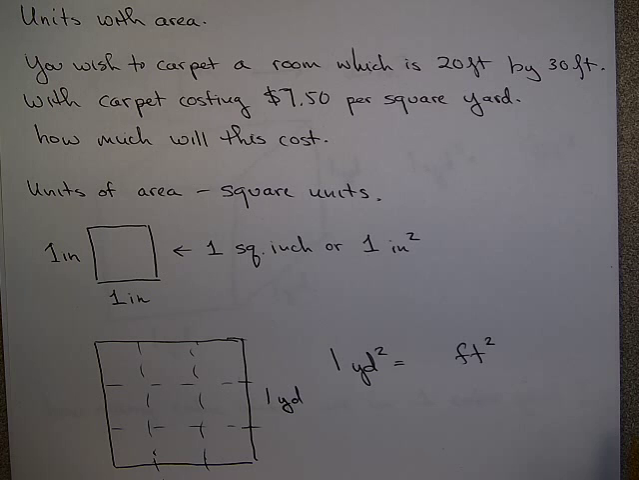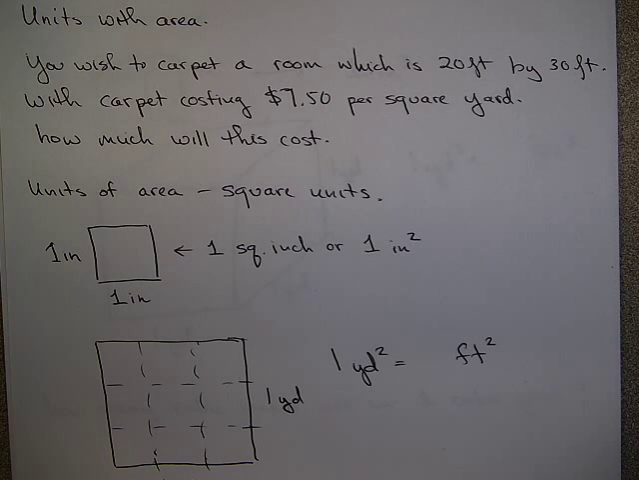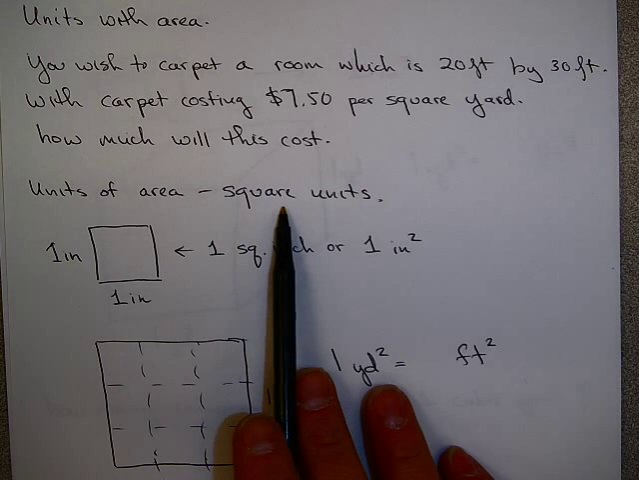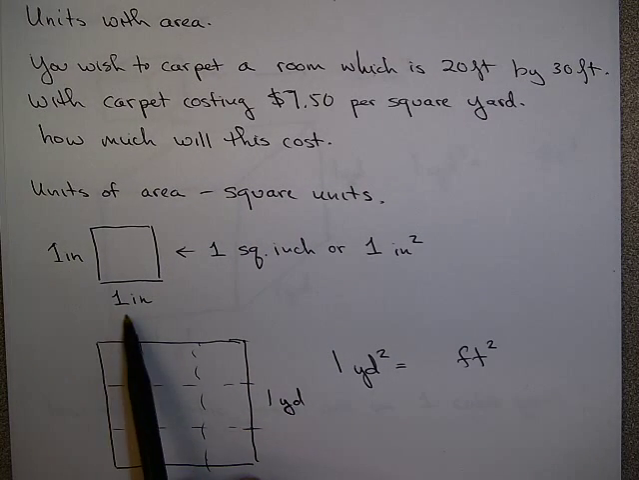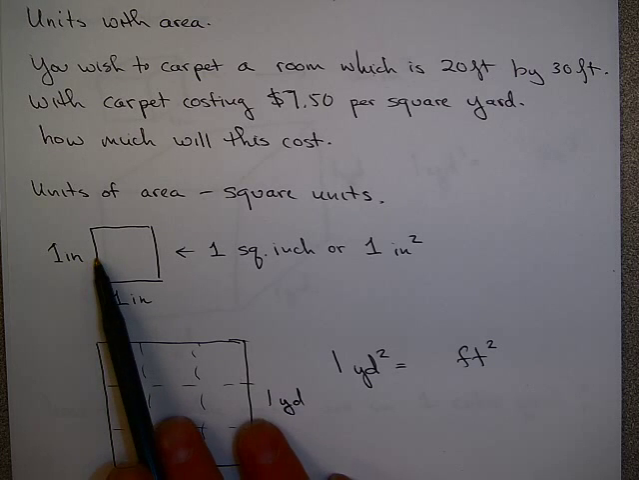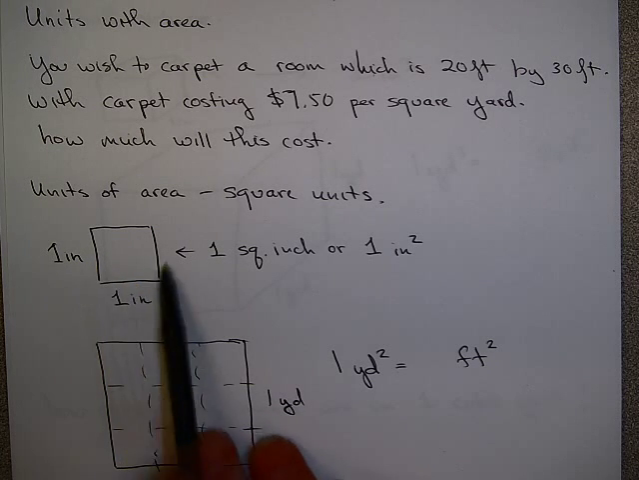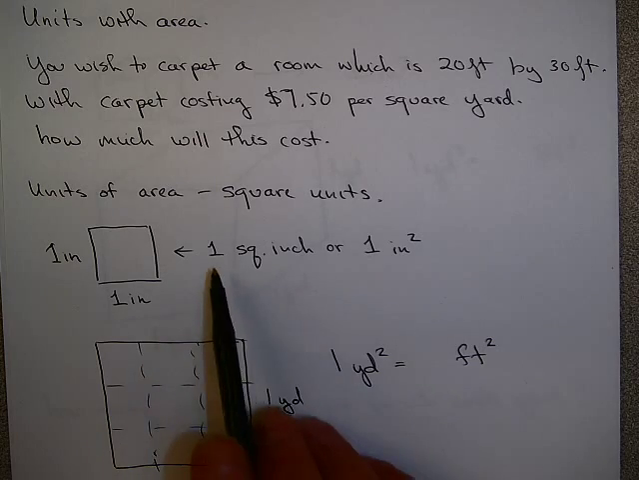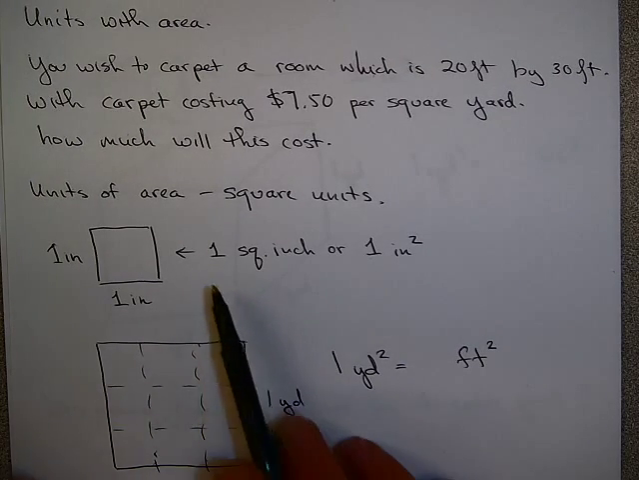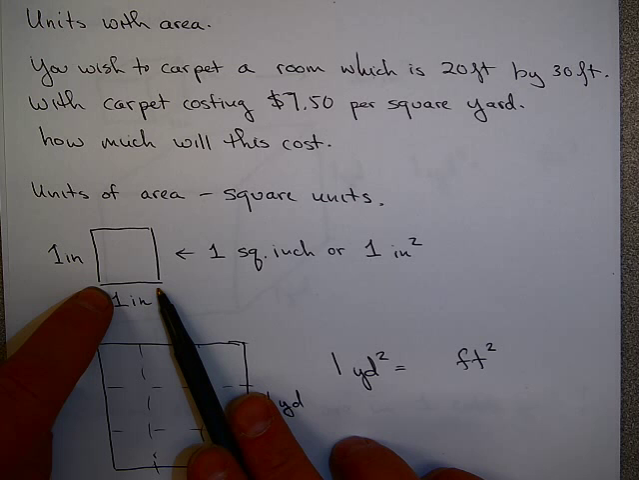Well, when we measure area, we can't use linear units like inches or feet. After all, we're trying to measure a two-dimensional object with something that is one-dimensional. So we're going to use something called square units. What a square unit is, well, look at this example. This is about 1 inch by 1 inch. That's a 1 inch by 1 inch square, and that's called 1 square inch. If I measure area, I'm counting how many of these square inches fit inside of my space. Notice this is two-dimensional, just like area.